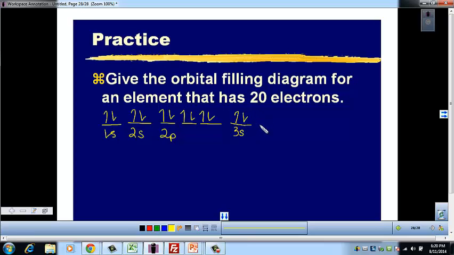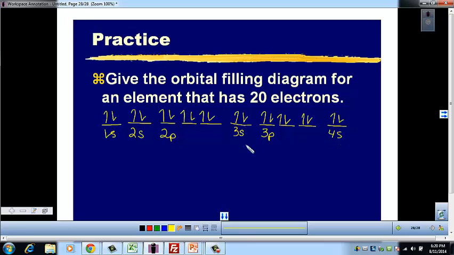Then 3p. So 1, 2, 3, 4, 5, 6. So let's check. 2, 4, 6, 8, 10, 12, 14, 16, 18. We need 2 more. Our next subshell is 4s. And lucky for us, that holds 2 electrons.